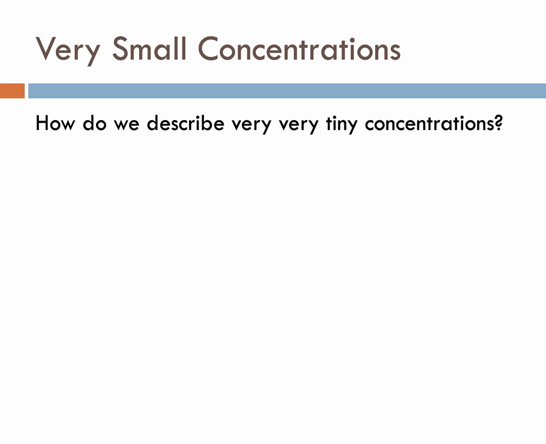So to describe those in a way with numbers that make sense and aren't super crazy tiny numbers, what we're going to use is parts per million or parts per billion, which literally means how many parts in a million is this very tiny concentration of solute.